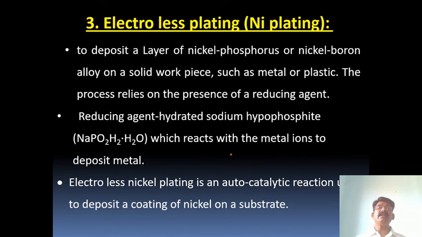And the final one is electroless plating. Electroless plating means nickel coating. So here we deposit a layer of nickel phosphorus or nickel boron alloy on a solid workpiece such as a metal or plastic. So nowadays the plastic also is there. The plastic coated by the nickel coating. So it looks like iron. It is an iron look, but inside the plastic is there. So nowadays we are using that one. So the plastics coated by the nickel phosphorus or nickel boron.